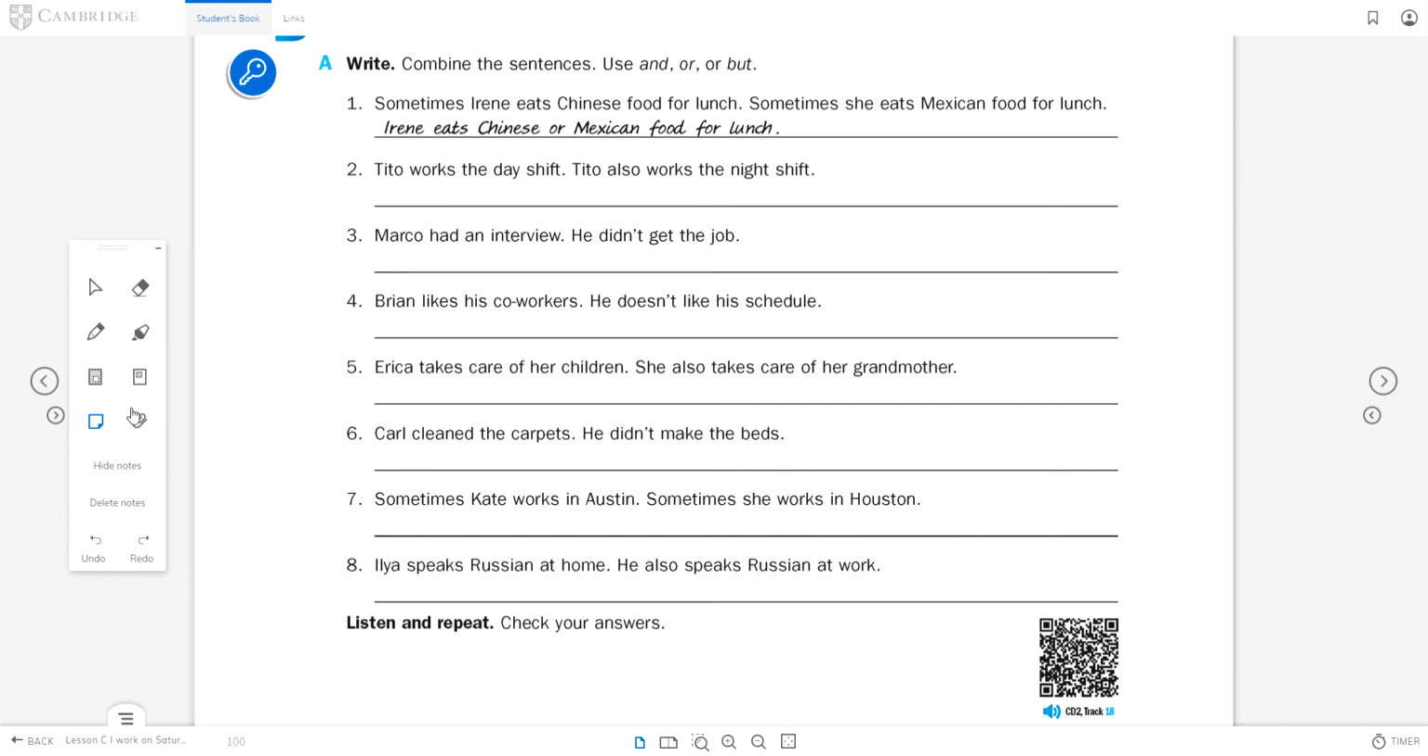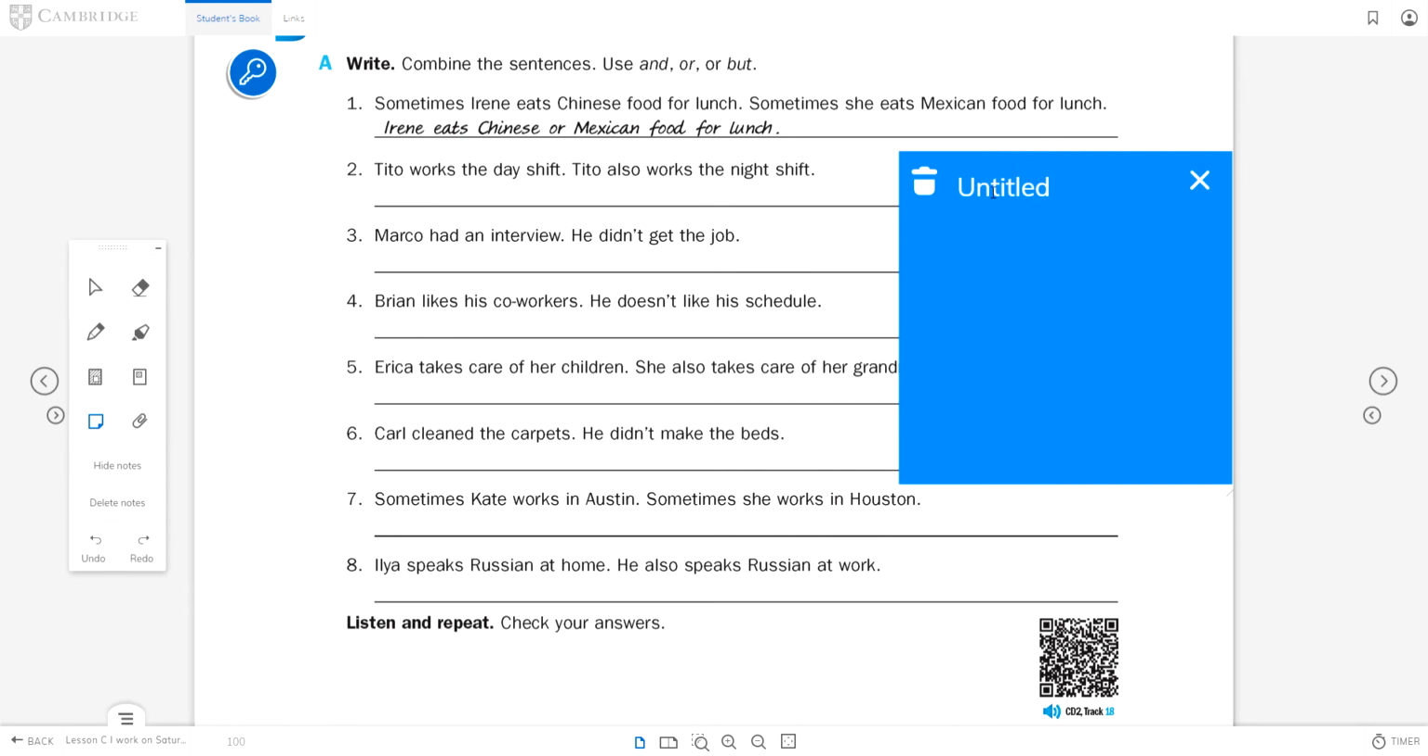I don't have the option to write here. So what I'm gonna do, as I did last time, I'm gonna have this, okay, and then I'm gonna write down exercise 2A. Let's do the correction, okay.